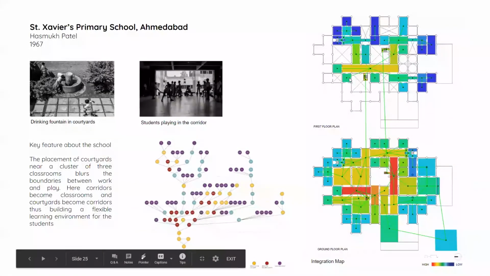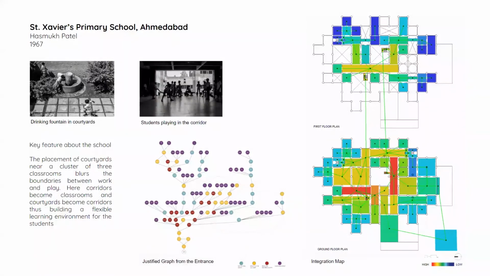St. Xavier's Primary School is located in Ahmedabad, built in the year 1967, designed by architect Hasmukh C. Patel. The main aim of the architect was to blur the boundaries between work and play. This has been done by providing a courtyard for a cluster of 3 classrooms. Here, corridors become alternate classrooms as they are of the same size as that of the classrooms, and courtyards become corridors. This multifunctionality of spaces builds a flexible learning environment for the students.